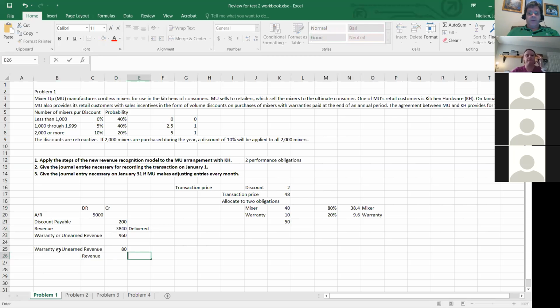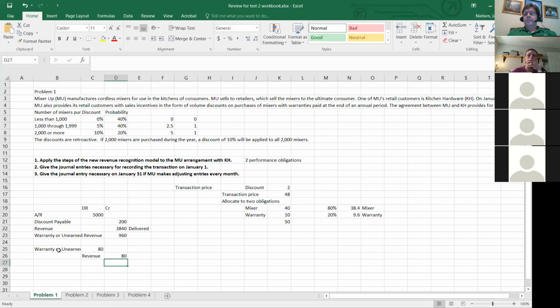Whoops, I put that in the wrong place. So it doesn't line up with my other journal entries. Sorry about that. There we go. I'm going to have to put it on top of my revenue. And $80. And we would do that every month for the whole year, right? To show that we've earned that unearned revenue. If it was for 2 years, we do it over 2 years. If it's 3 years, we do it over 3 years.